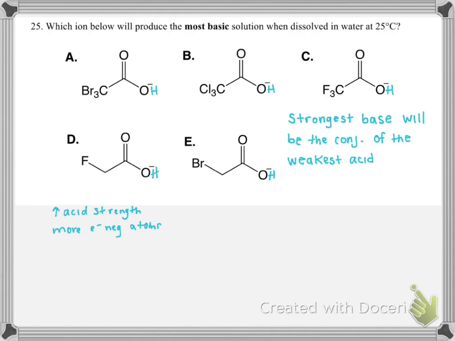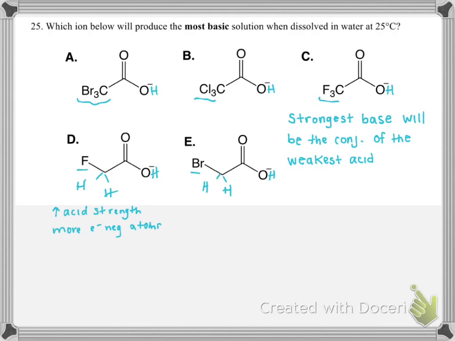So if we look at molecule A here, on this carbon, we have 3 bromines attached. And bromine is somewhat electronegative. If we have 3 chlorines, that's pretty electronegative. 3 fluorines, super electronegative. And then down here in D, we only have 1 electronegative atom. And in E, we only have 1 electronegative atom. So we've replaced the fluorines with hydrogens, or the bromines with hydrogens.